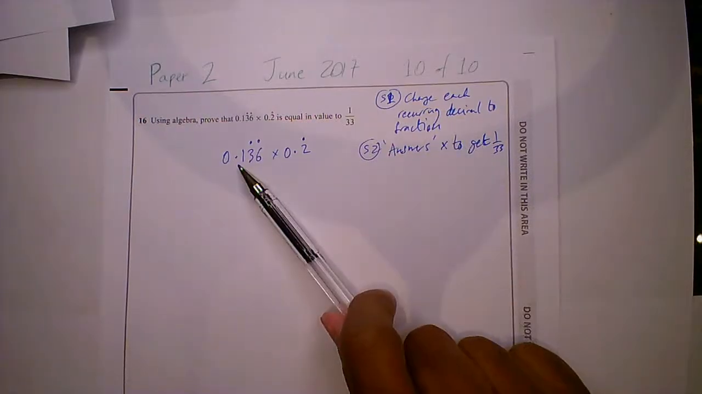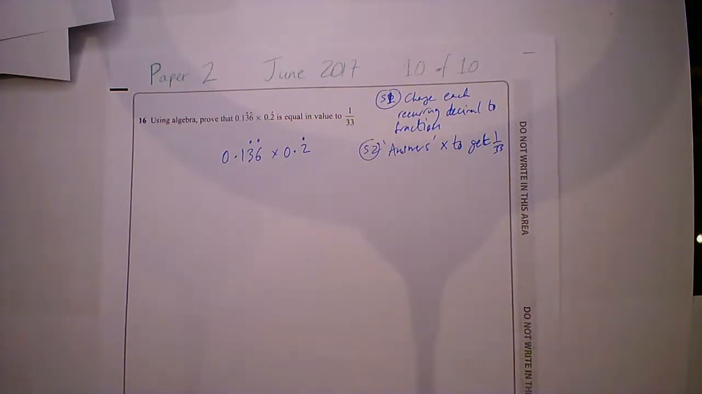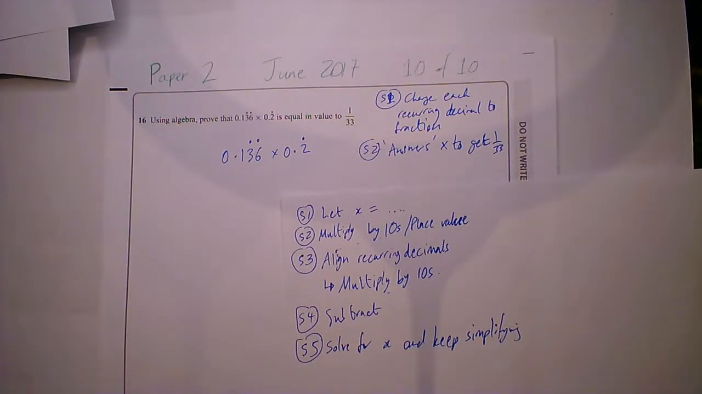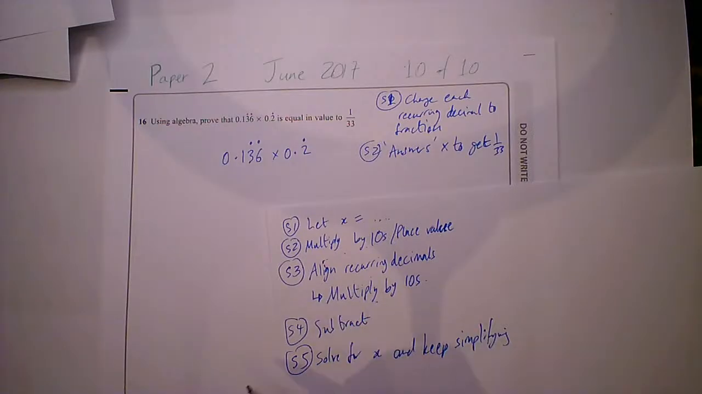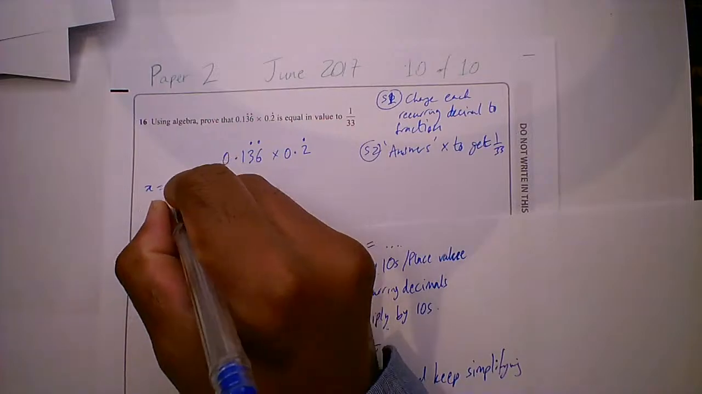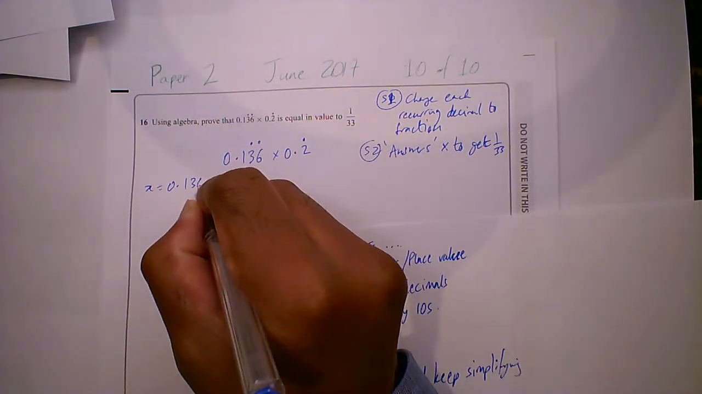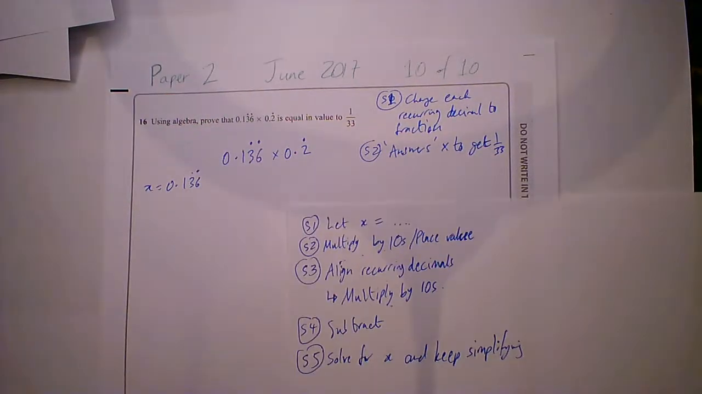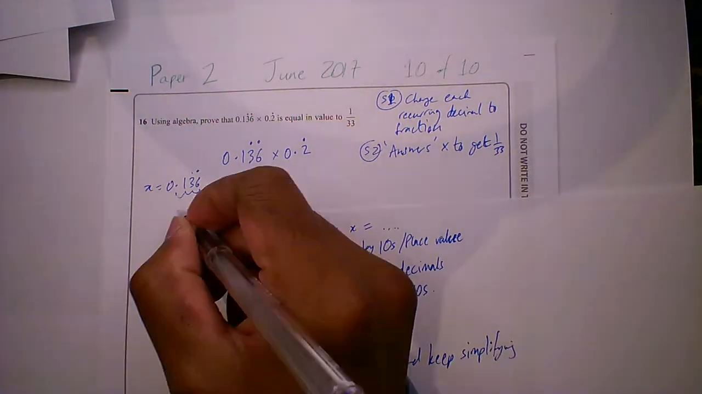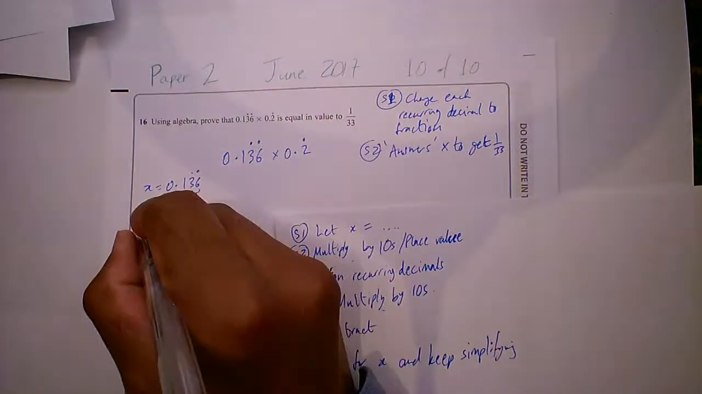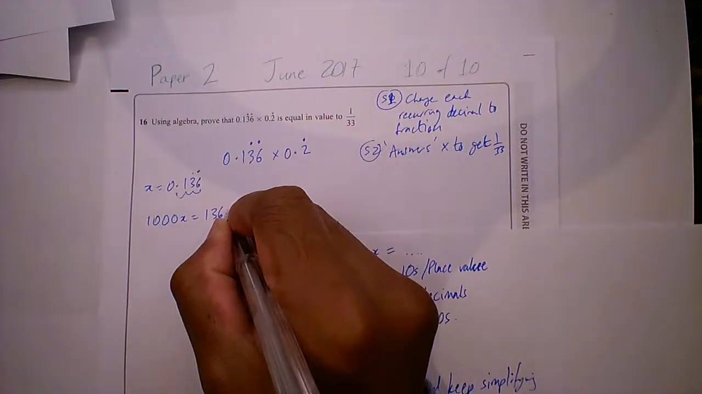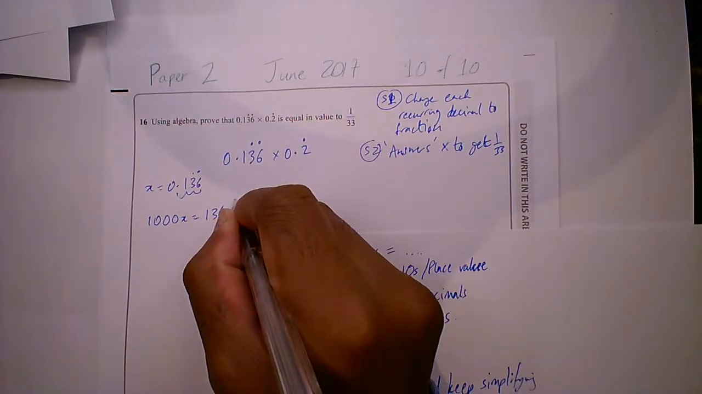Now in order to change the recurring decimals, I follow my steps. So I'll get my other steps back in again here. First things first, let this one be x. X equals 0.136 recurring. Okay, so how many place values do I have? 3 place values. So this is going to be 1000x equals 136.36 recurring.